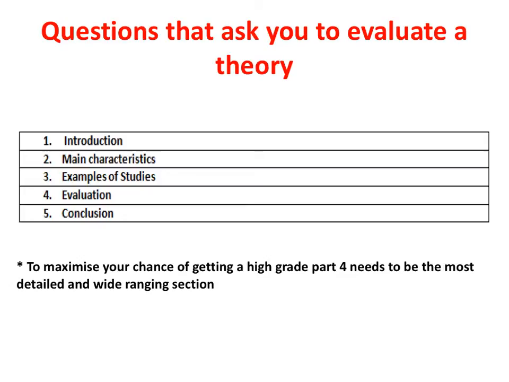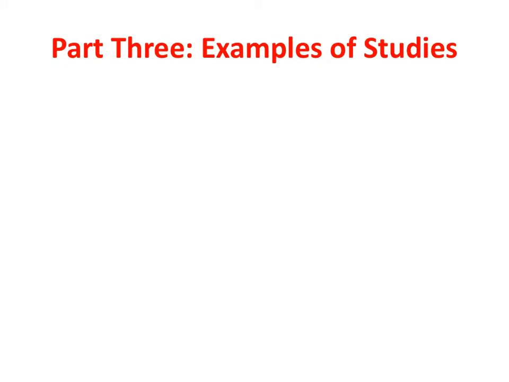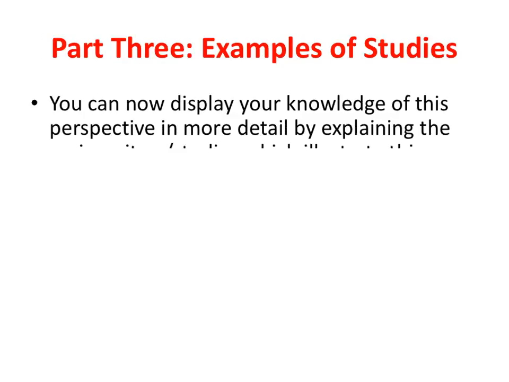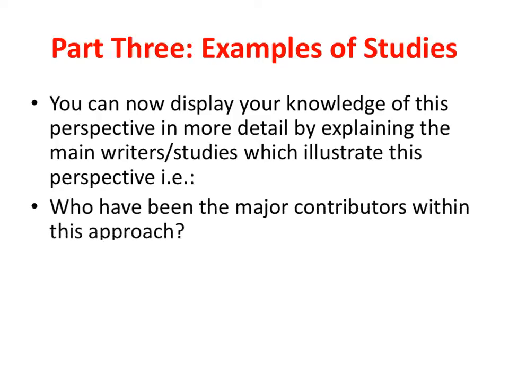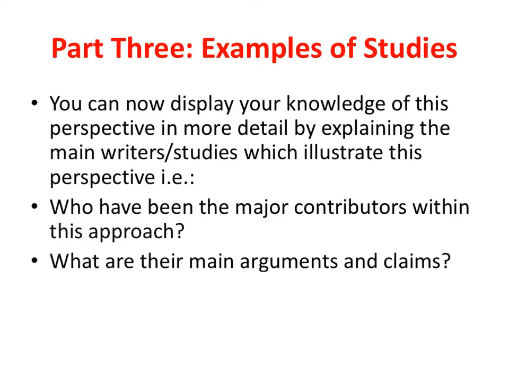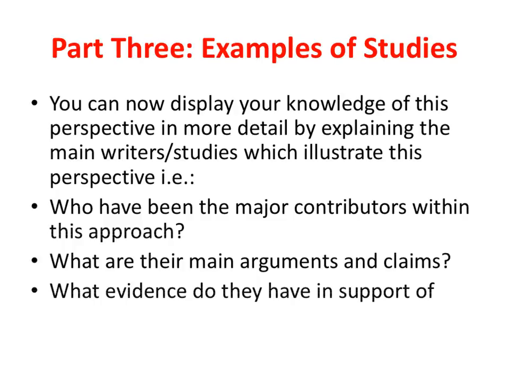When you've summarised the main characteristics of the theory, we then move on to this third section, examples of studies. So in this section of your answer, you're going to display your knowledge of the perspective in more detail by explaining the main writers or studies which illustrate this particular theory. So in other words, you've got to have a look at the major writers who've contributed to this particular approach. You've got to look at their main arguments and claims that they make, and you've got to consider the evidence that they use in support of their claims.